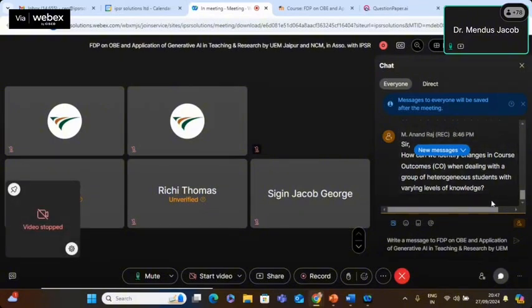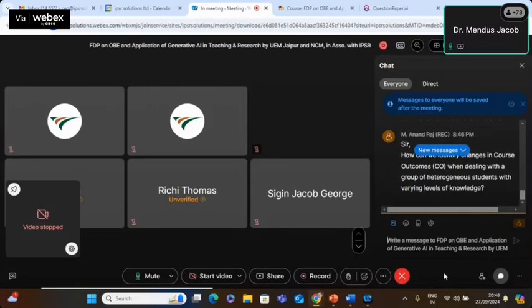So in that way, you can set the CO, and that does not depend on the varying levels of knowledge of the students actually, because as I mentioned earlier, we are not expecting that every student is attaining 100% the outcome. That is why we are fixing a target. Tomorrow we will discuss about that target when we calculate the attainment. So then it may be more clear to you. Okay.